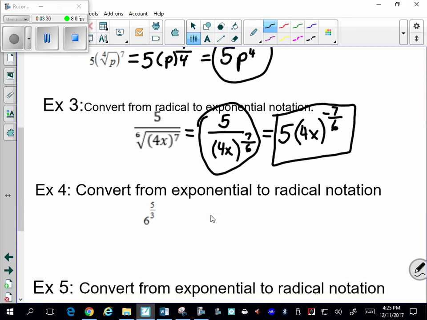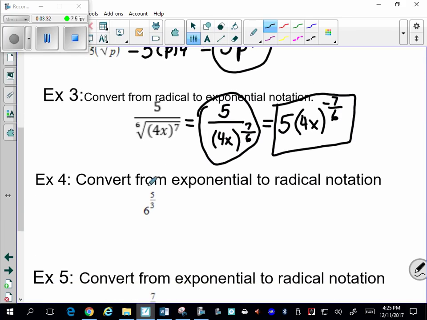So going from exponential form to radical form, we have, the denominator is 3, so that's your radical. So cube root, and it is 6. And you can keep it in parentheses. You can put it in parentheses if you want, but it's raised to the 5th power. So that's radical form from exponential form.